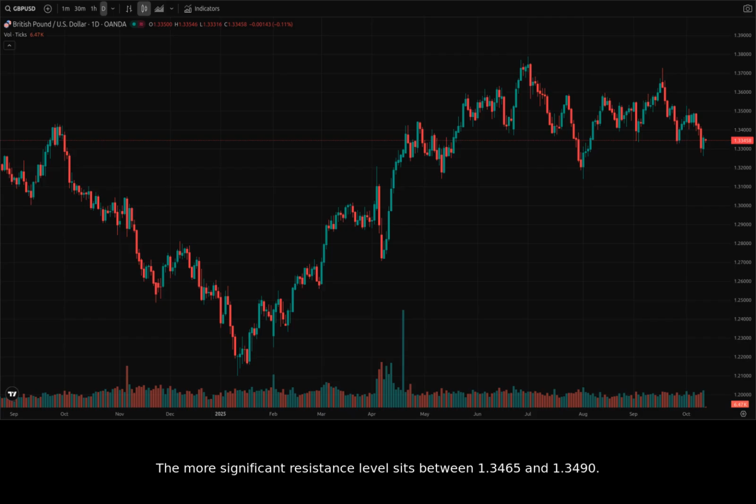The more significant resistance level sits between 1.3465 and 1.3490. This area represents the weekly open and the opening range high from the prior week. Only a decisive break and hold above 1.3500 would begin to shift the broader bearish sentiment. Until then, rallies should be viewed with suspicion.